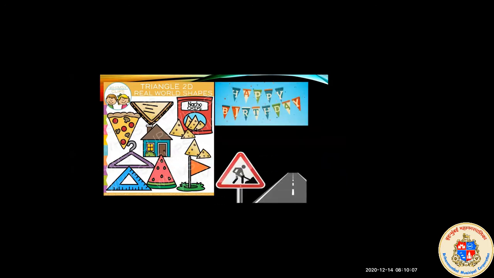See, there are many examples related to triangle. This pizza slice, then nacho chips you like to eat, then the roof of the house, then the hanger, your geometrical scale, then this is the flag, the garland of the birthday party, then this is the sign. Whenever you are traveling, you see many boards like this, no? They are in a triangular shape. So whenever you go out or eat something, find out how many triangle shapes are there in our surroundings. So you already know how triangle shapes look like.